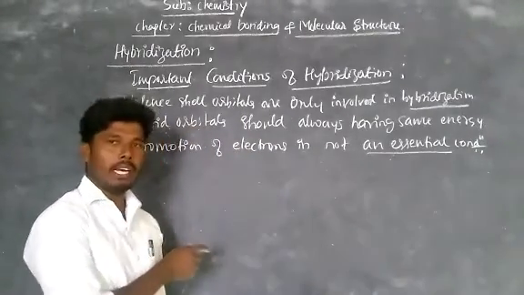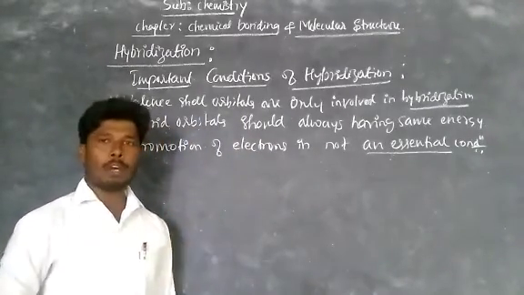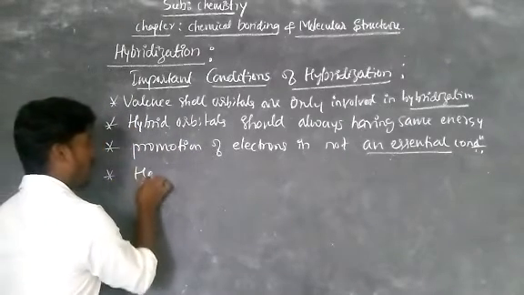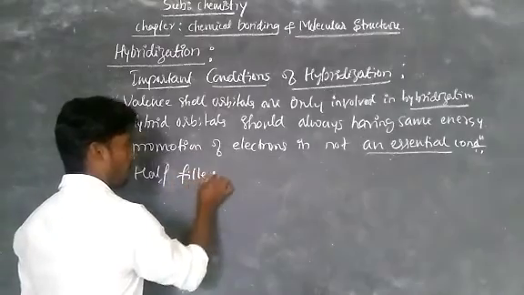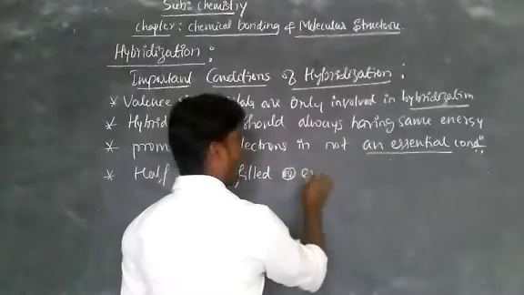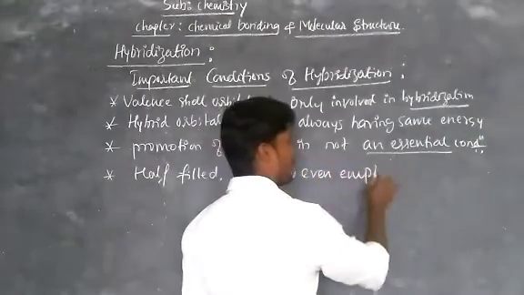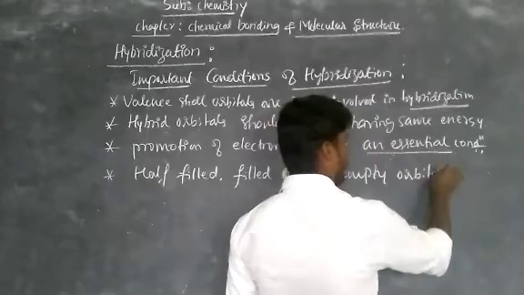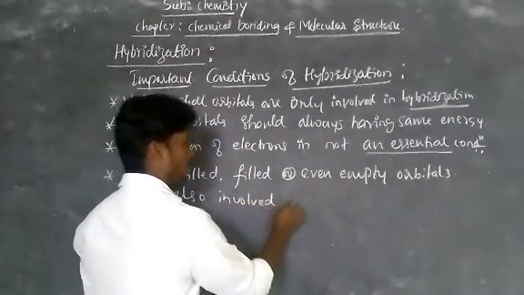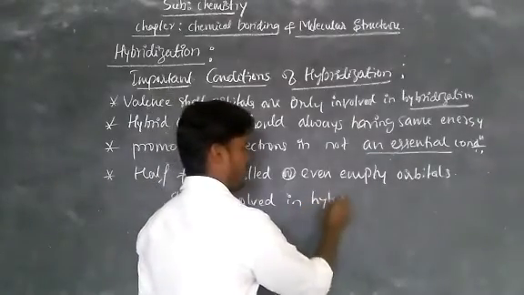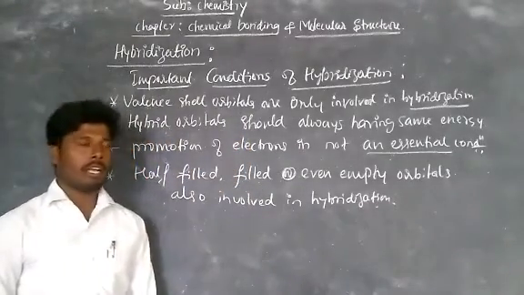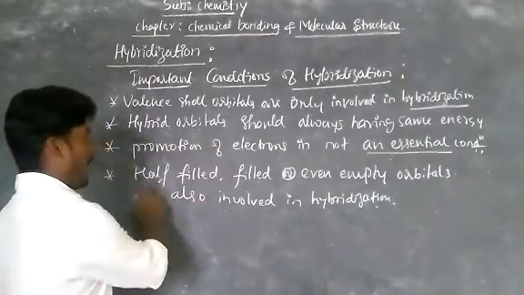Then even empty orbitals are also involved in the hybridization. The last one is very important: half filled or filled or even empty orbitals are also involved in hybridization.